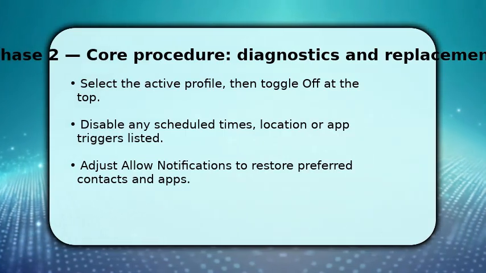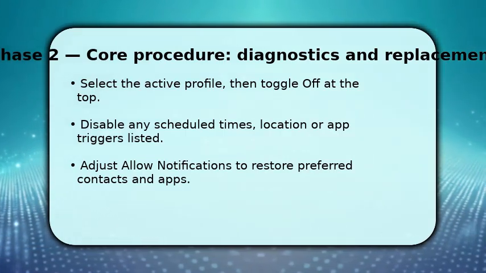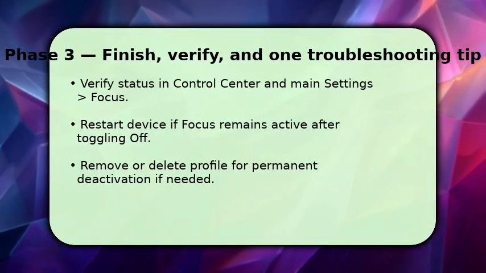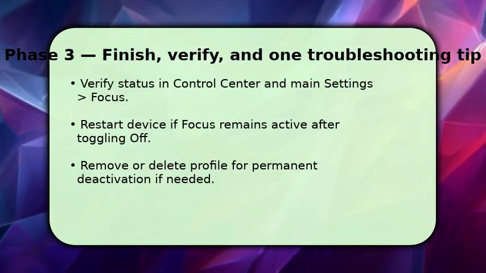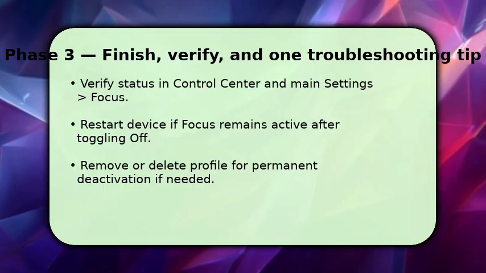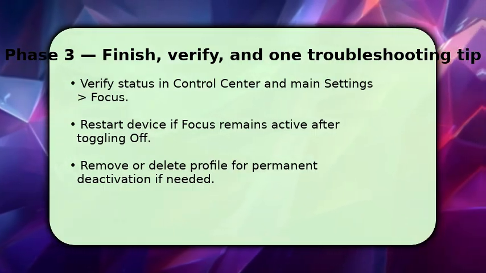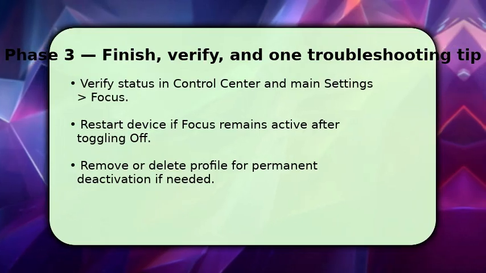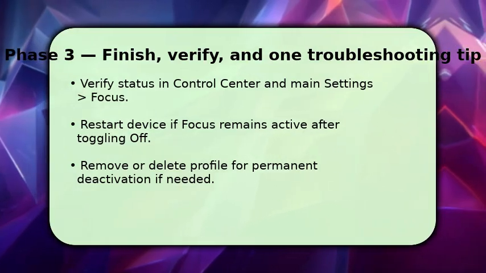You finish by confirming focus is off in Control Center and the focus list; it should show no active badge. If it remains active, restart your device. A reboot clears background automation. Make sure Do Not Disturb is not separately enabled because that can look identical.